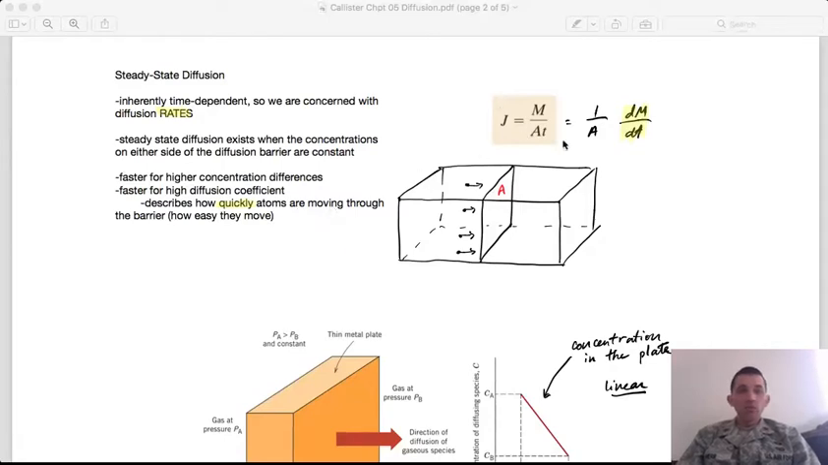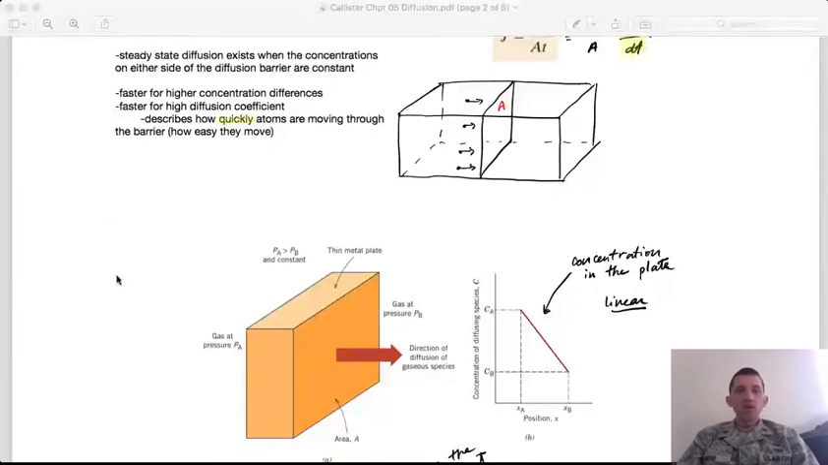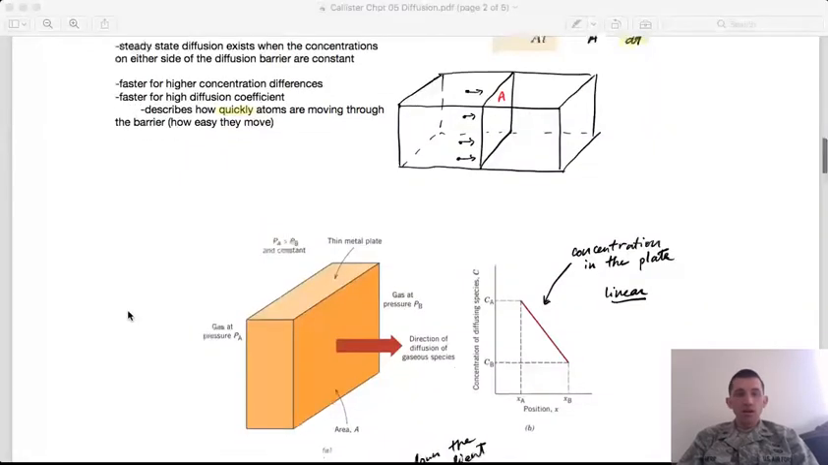And we characterize diffusion in terms of mass flux. So a flux would be the mass per time over a certain area, which gives us the flux of the diffusing species. And steady-state diffusion exists anywhere where the concentrations on either side of some diffusion barrier are constant.